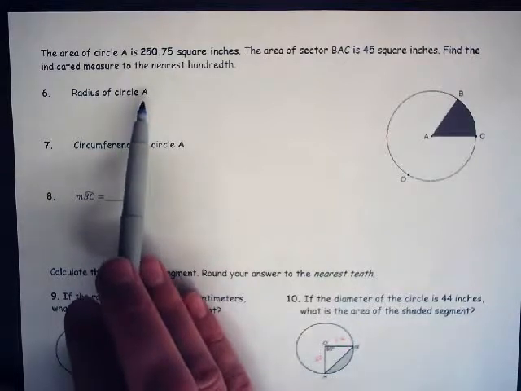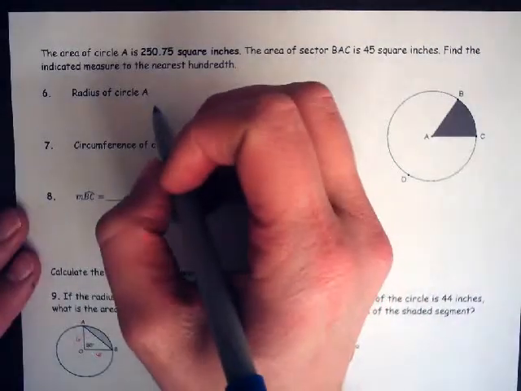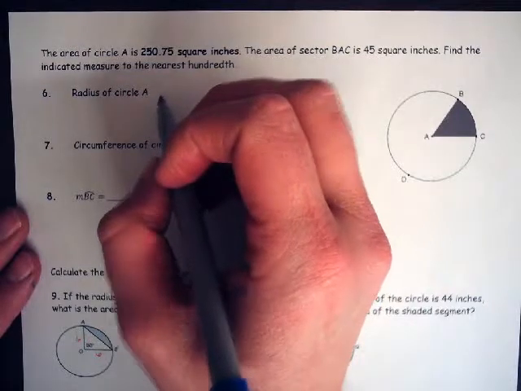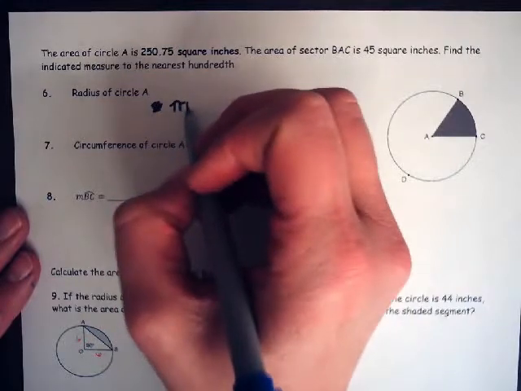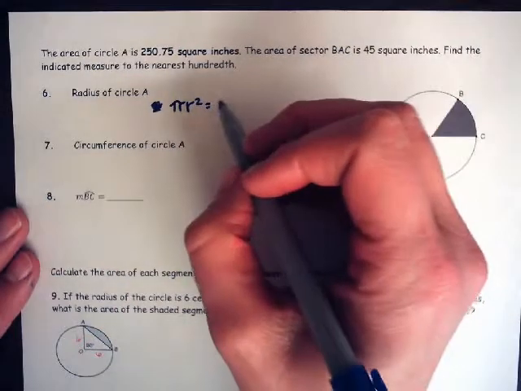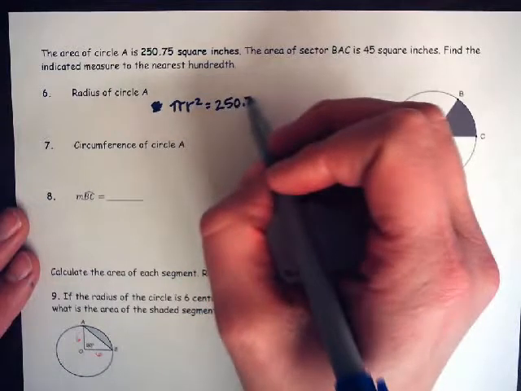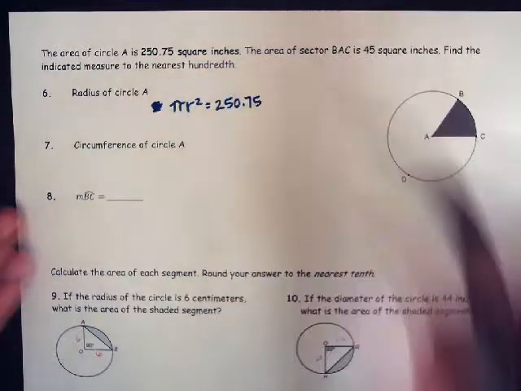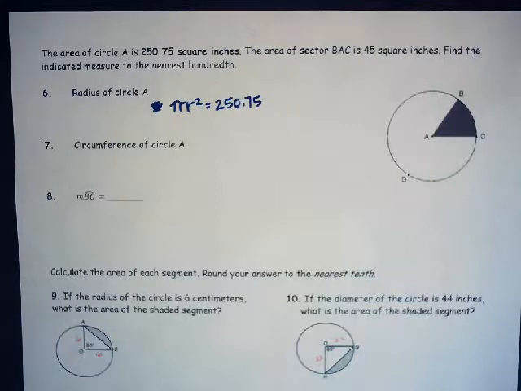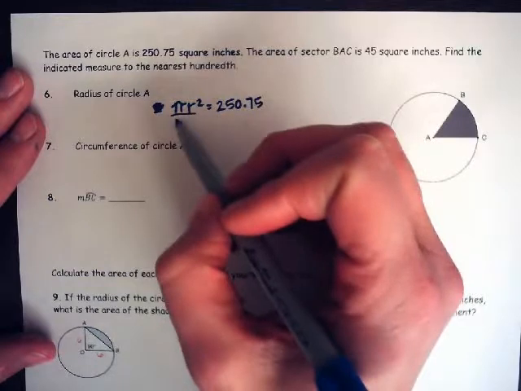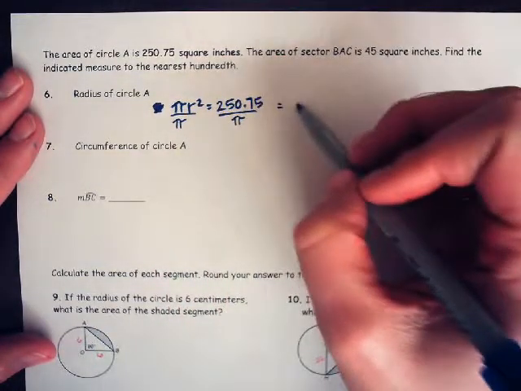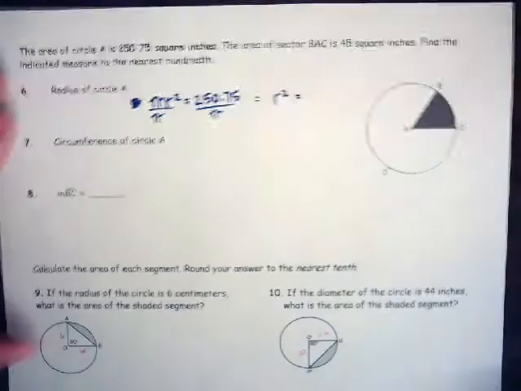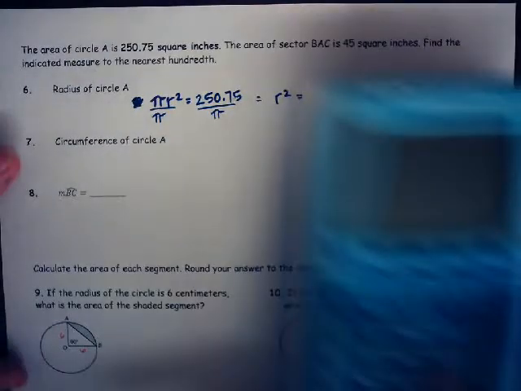Well, if we think about what the equation is for the area of a circle, it's pi r squared. Pi r squared equals 250.75 inches. So we can set up an equation like this. In order to find what the radius is, I first have to divide by pi. Remember, pi is just a number, so 3.14. And that gives me the radius squared equals, let's use our calculator here.